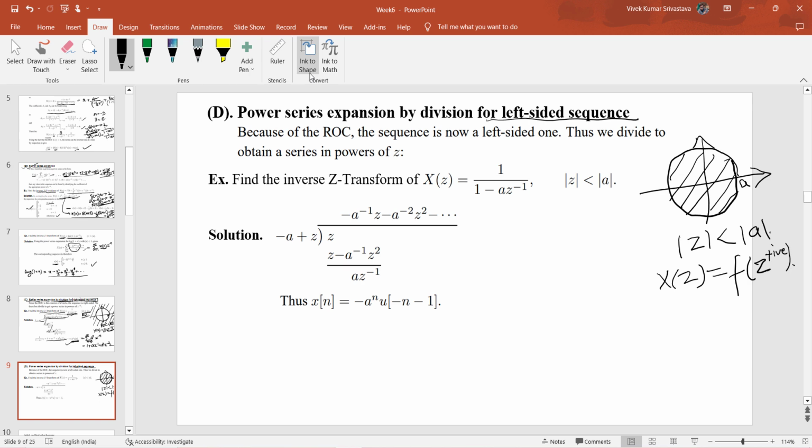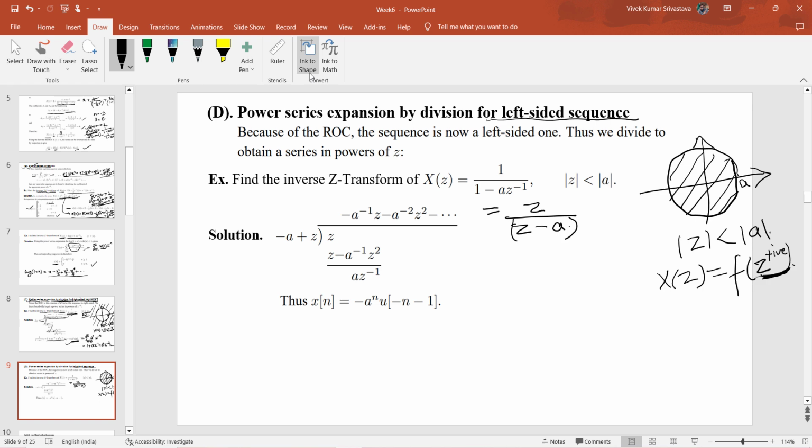So if I am dividing this 1 by 1 minus a z raised to the power minus 1, we have to generate the positive power of z. Means we have to generate a series that contains positive powers of z. So for that, if this is 1 and this is 1 minus a z raised to the power minus 1, one more thing, if we further solve this, it will be z upon z minus a.